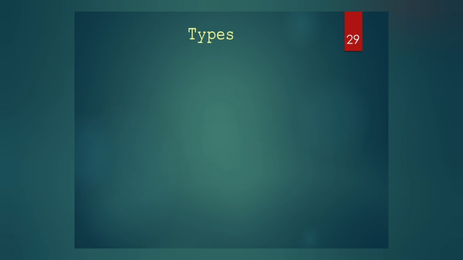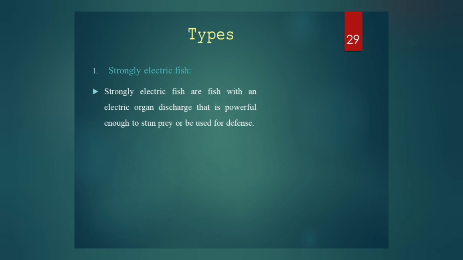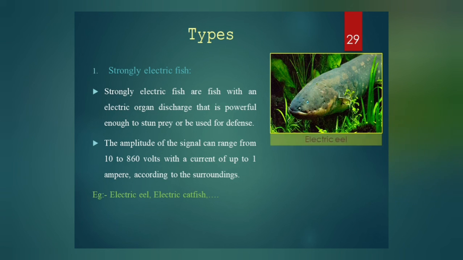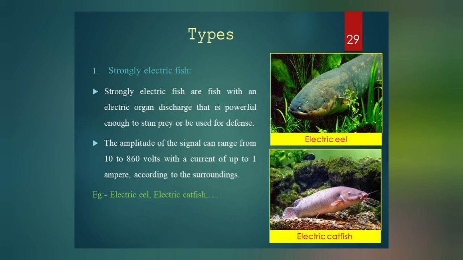Now here are the types of electric fish. The first is strongly electric fish. Strongly electric fish are fish with an electric organ discharge that is powerful enough to stun prey or be used for defense. The amplitude of the signal can range from 10 to 860 volts with a current of 1 ampere according to the surroundings. The examples can be electric eel, electric catfish, and many more.